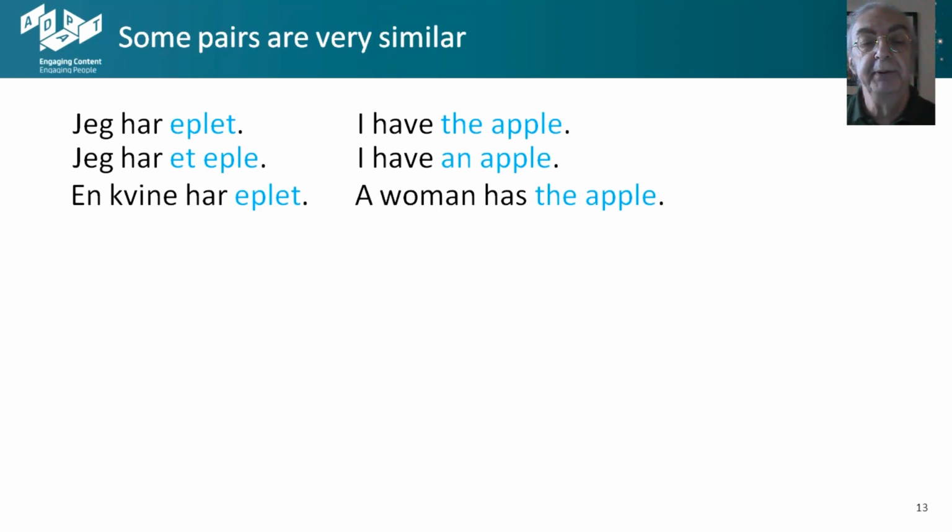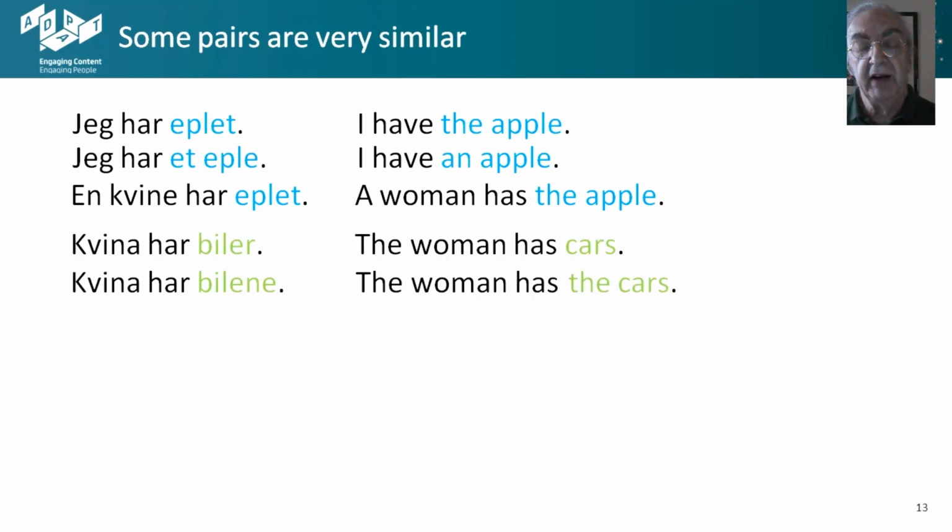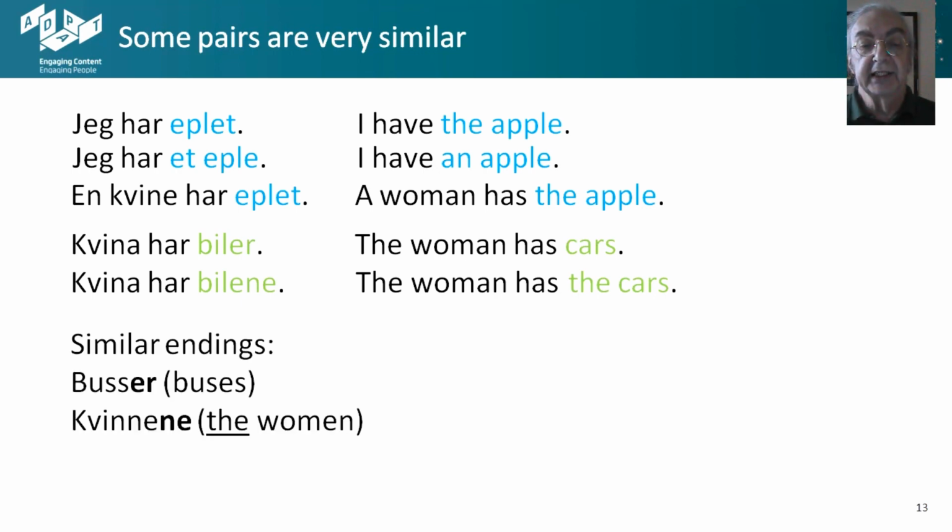We have a similar problem with biler and bilene. Again, we have these two sentences which are very similar, differ only in whether the plural is a bare plural, as we call it, or a definite plural. So which is which, biler or bilene? And this time there isn't a third sentence with biler or bilene in it. So we don't have any other ways of knowing which is which. However, we'll notice that busser has a similar ending to biler, and kvinnene has a similar ending to bilene. So the best we can guess is that similar endings have similar meanings. So the ER ending is the bare plural, and the NE ending or ENE ending is the definite plural.